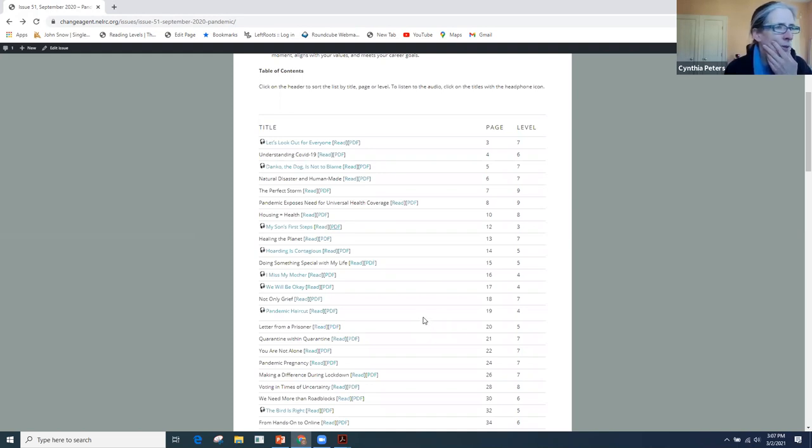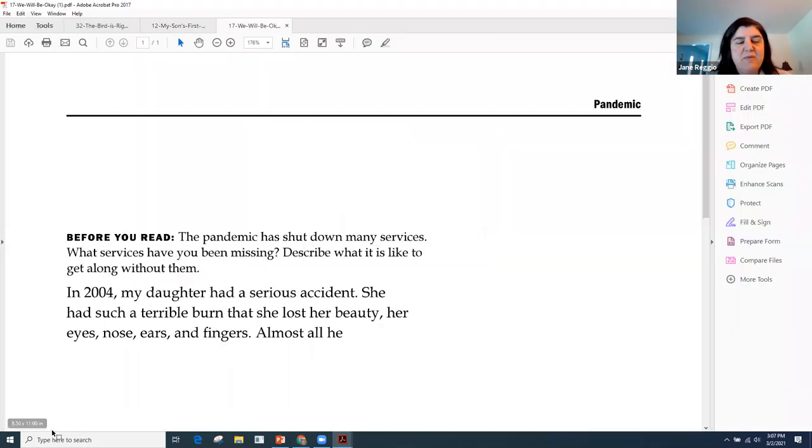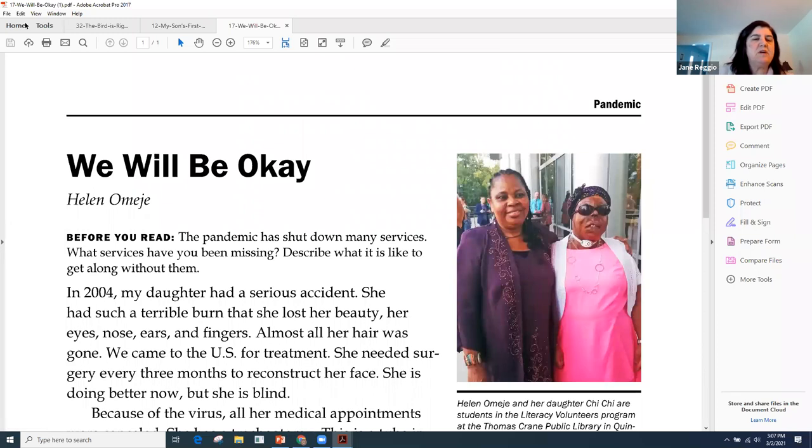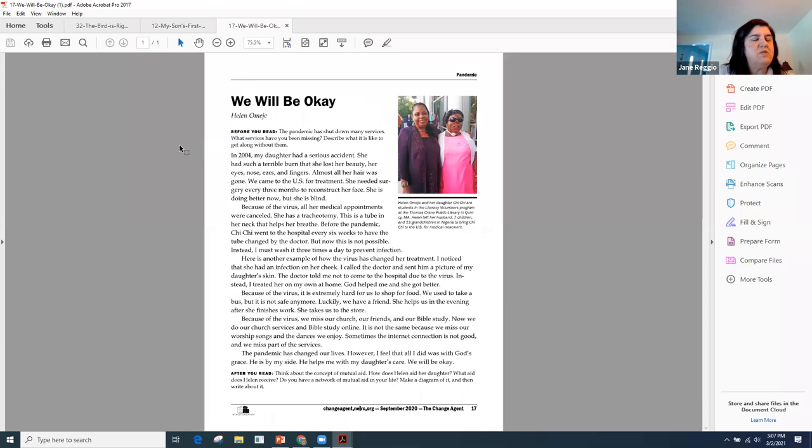All right. What was the other one? "We Will Be Okay." Aha. Did anybody read this one? I did, but I also noticed something, and I guess it was important for me to notice that you were seeing things when you were going over them that I wasn't seeing. If you just use the index and you jump to the story, you don't get the same thing that you get when you do the PDF version.